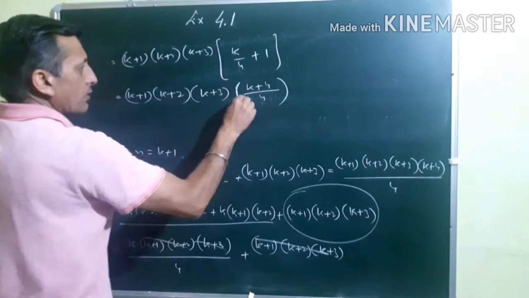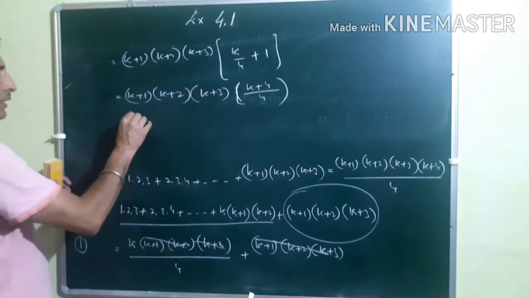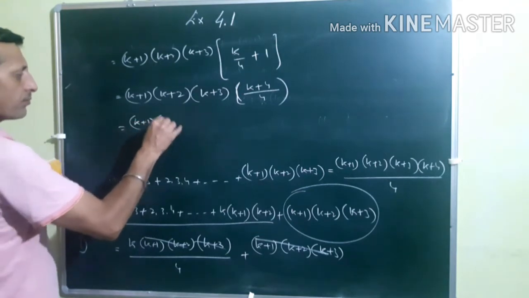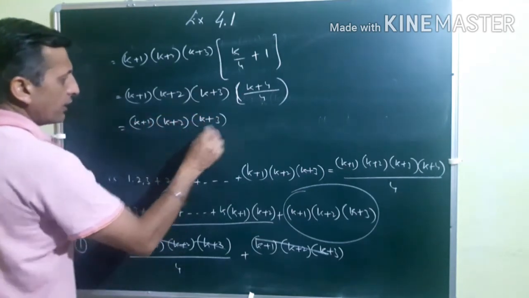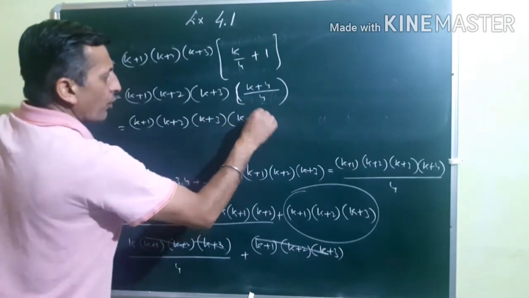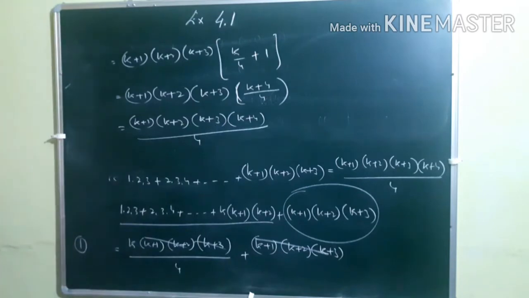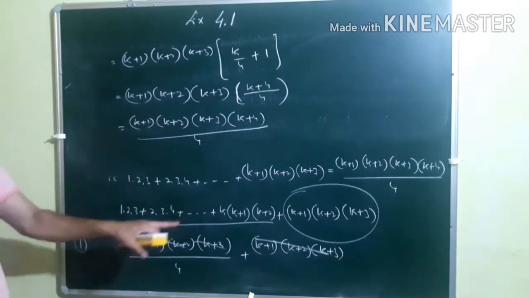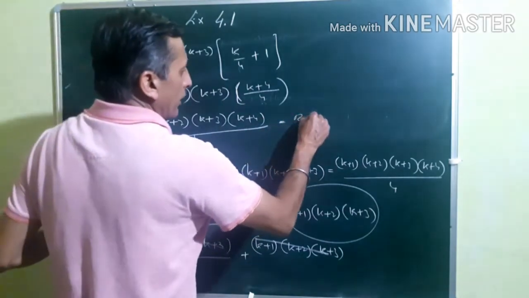So this is equal to k plus 1, k plus 2, k plus 3 into k plus 4 whole upon 4, because all the terms are under multiplication. So you can write like this, and that will be your right hand side that we have to prove. Okay, so which is equal to your right hand side.